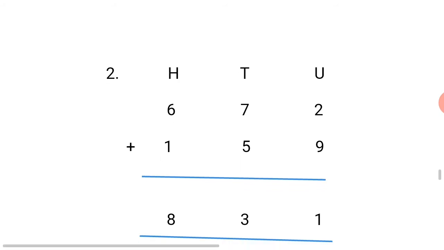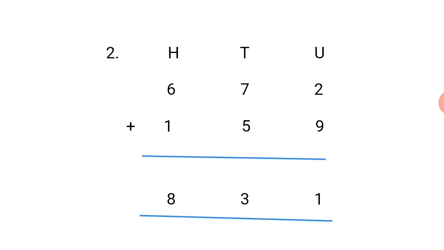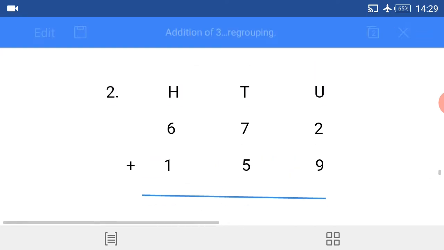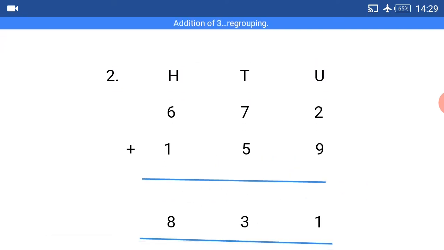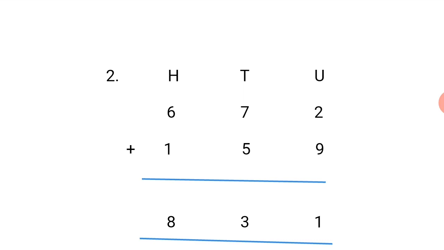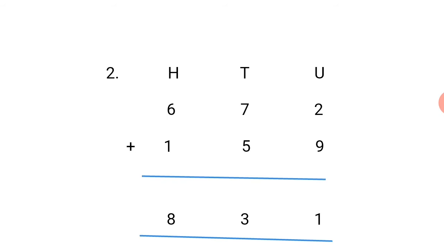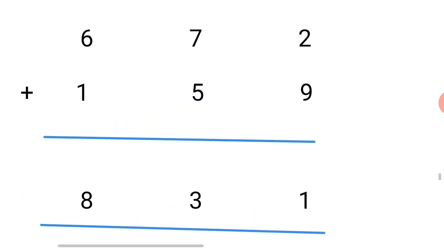I didn't say you should write your answer under unit. You know the question has been written in your paper. Now, write your answer separately. Write that 11 that you got separately. 2 plus 9 equals 11. 11 is written 1 and 1.